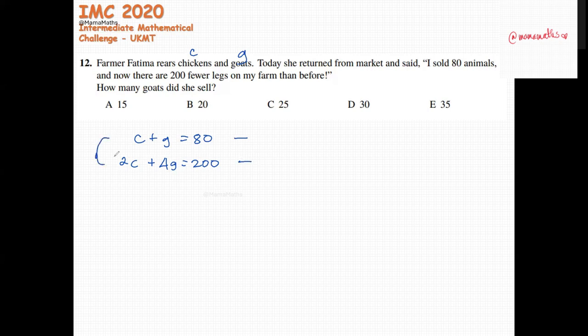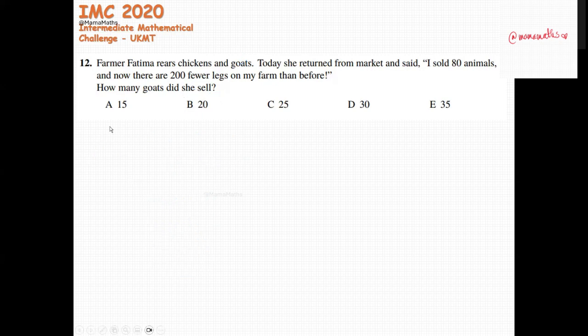Now, solving simultaneously. We have C plus G equals 80. We can write the leg equation as C plus 2G equals 100. So subtract, and we have G equals 20. So the number of goats is 20. Okay?